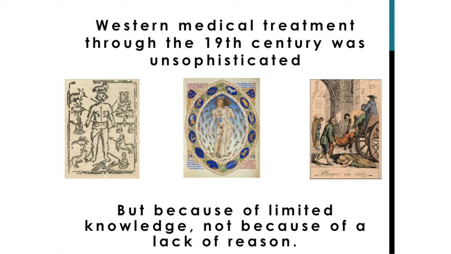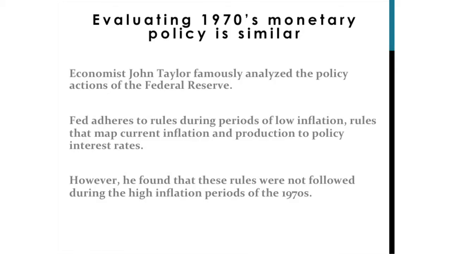Now the reason that they were so unsophisticated wasn't because they had a lack of reasoning. Our reasoning is no better, or our lack of reasoning is no better, but they didn't have the same amount of knowledge that we do now. And evaluating monetary policy is a very similar thing. We can look back and we see what people did, or what the Federal Reserve Bank did in the 1970s during periods of stagflation, and we say, oh, these people were being foolish.